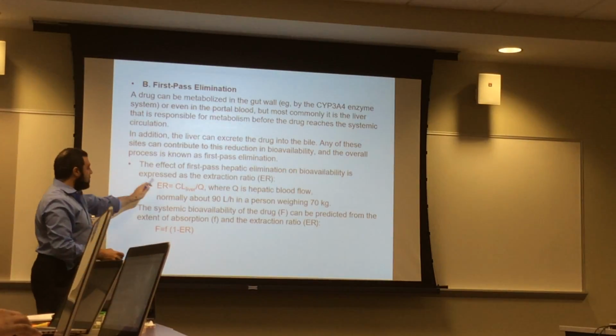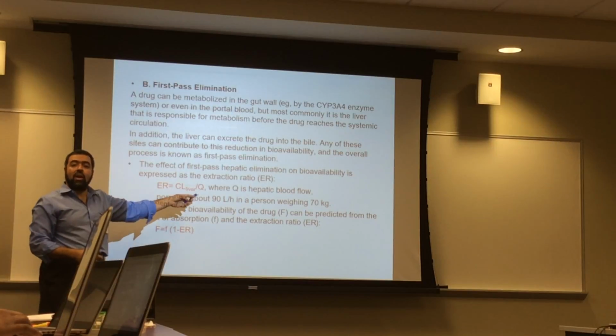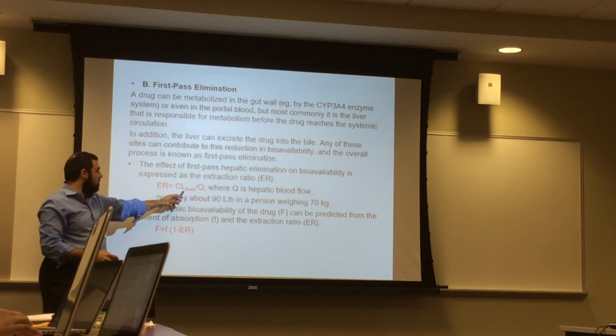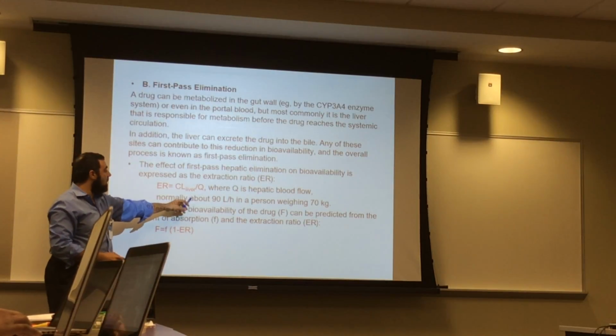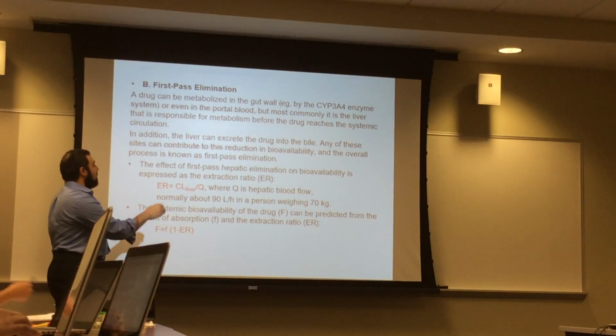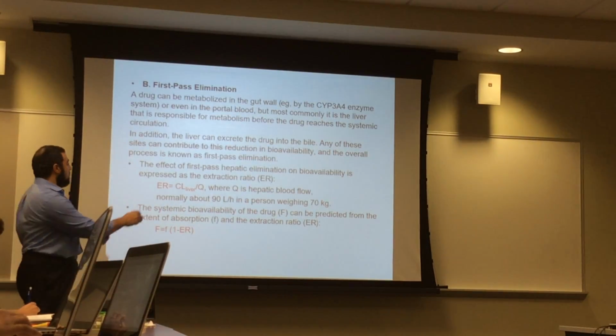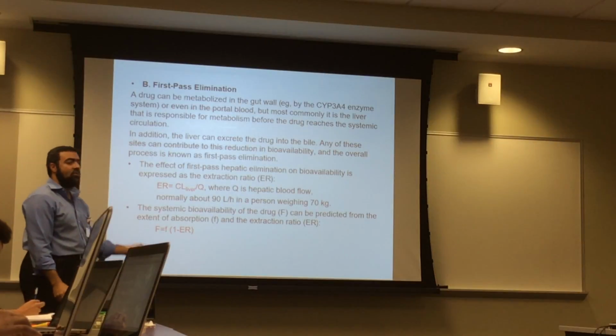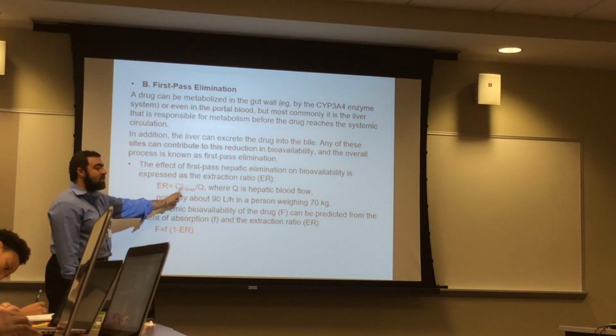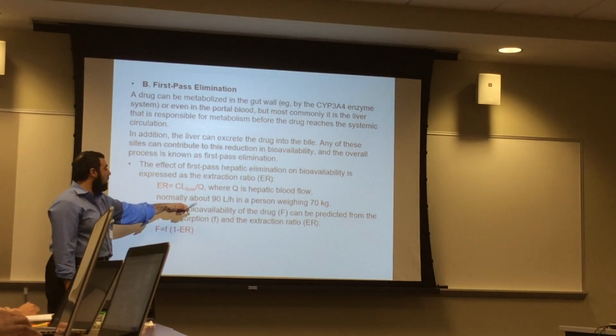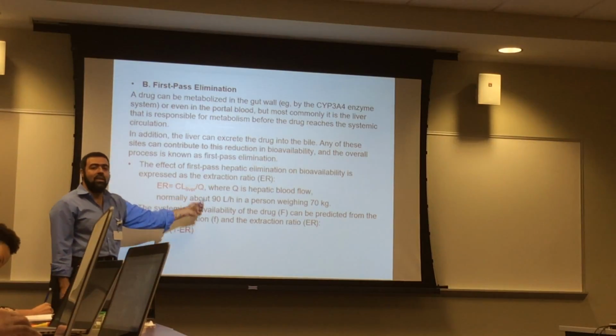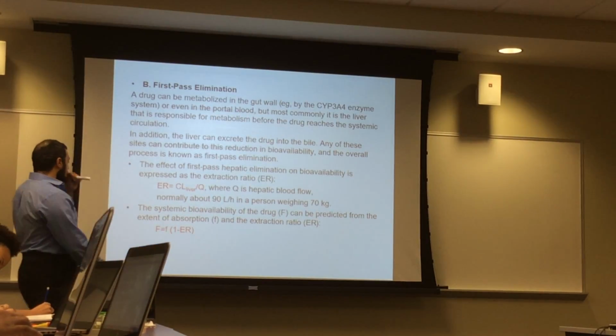So extraction ratio depends on how much of the drug gets cleared by the liver, which is the liver clearance, divided by the blood flow to the liver. And these are fixed numbers for every drug. So every drug now is known how much of it gets released or broken down in the liver, and how much blood we're getting through the liver.